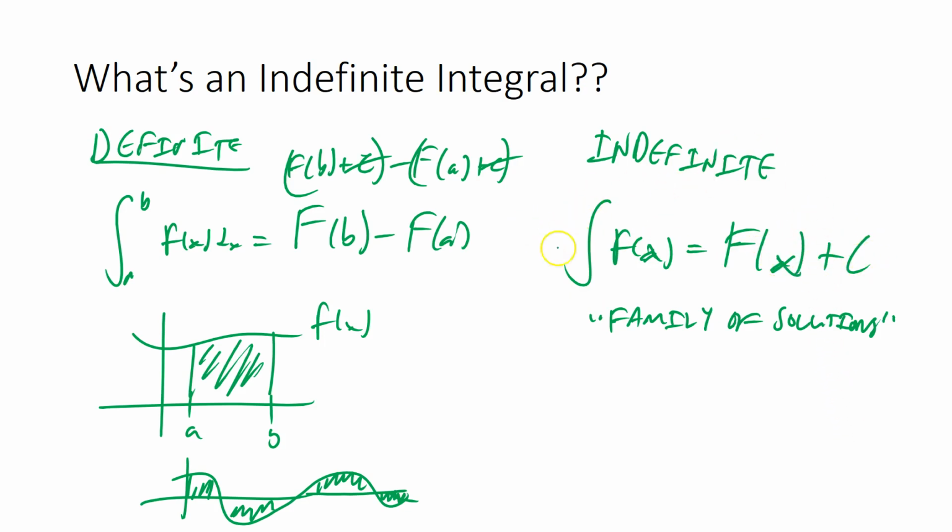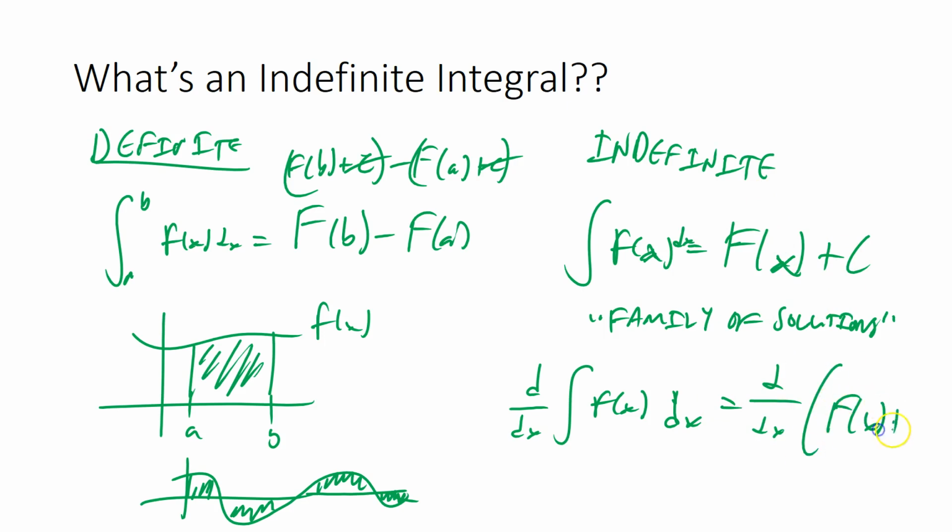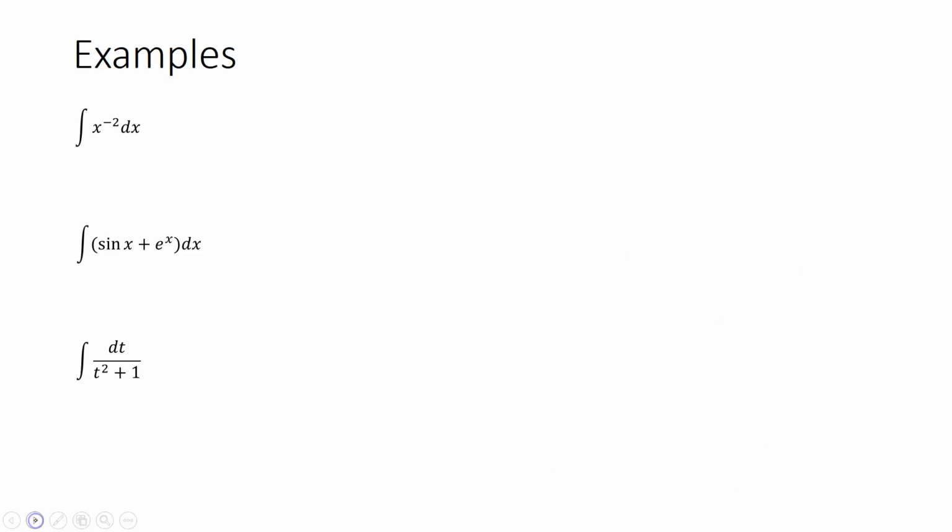So remember from the fundamental theorem, if you take the derivative of the left side, the integral with dx up there, it should be the same thing as the derivative of the right side, capital F of x plus c. Well, the derivative of the antiderivative is just f of x. And the derivative of the antiderivative over here, also f of x, right? And the c goes away. Okay. All right, so examples.